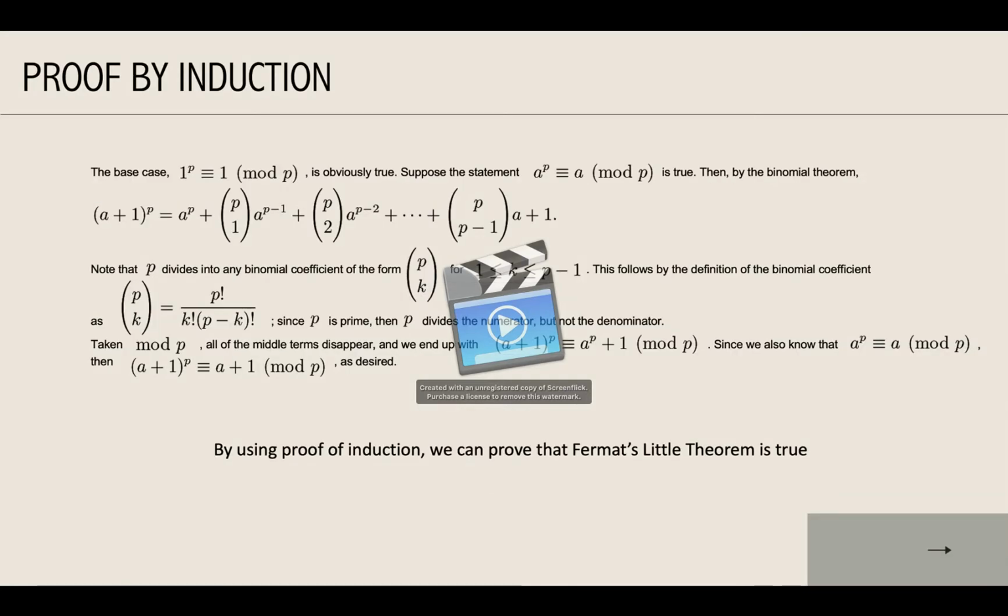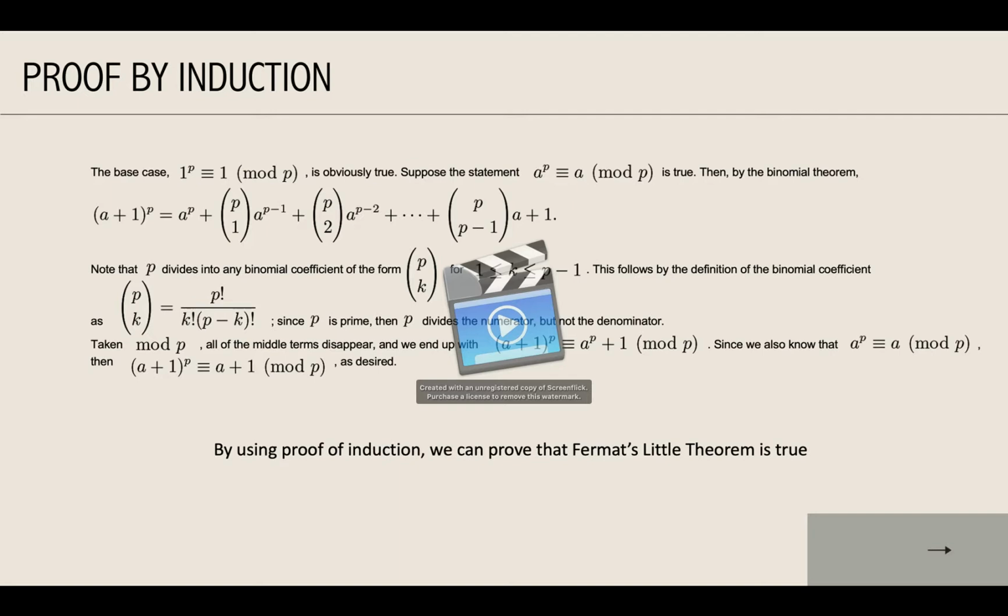There are some ways to prove Fermat's little theorem, but here I prove it by using induction. The first step is the base case, which is 0 to the P is equivalent to 0 mod P, which is obviously true.